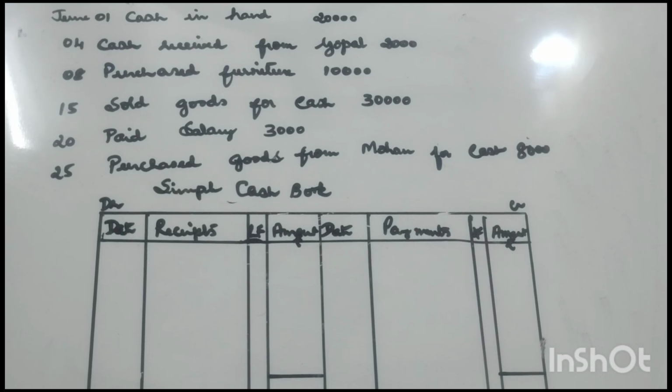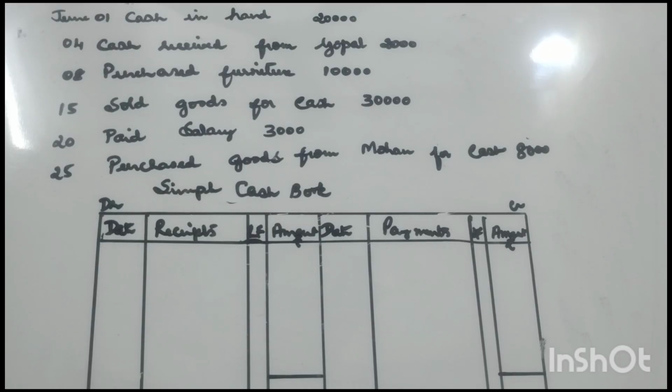Next, June 20th, paid salary. So the firm has made the payment of salary, maybe to the employees. So salary is paid, so there is outflow of cash, so it has to be recorded under payment side as salary with rupees 3000.